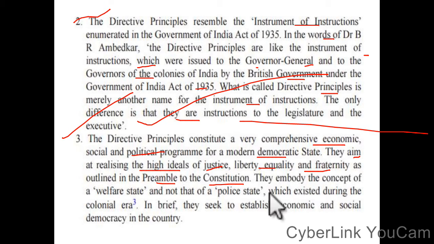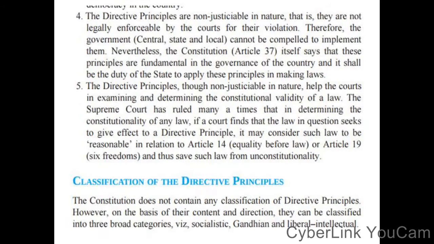They embody the concept of a welfare state and not that of a police state, which existed during the colonial era. In brief, they seek to establish economic and social democracy in the country.